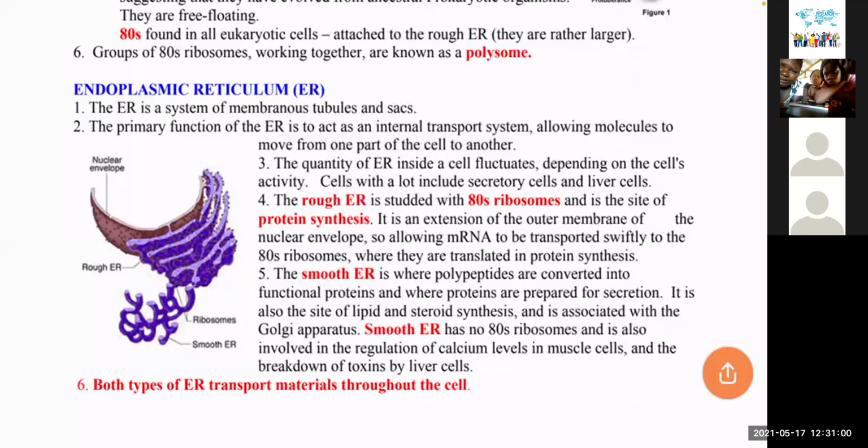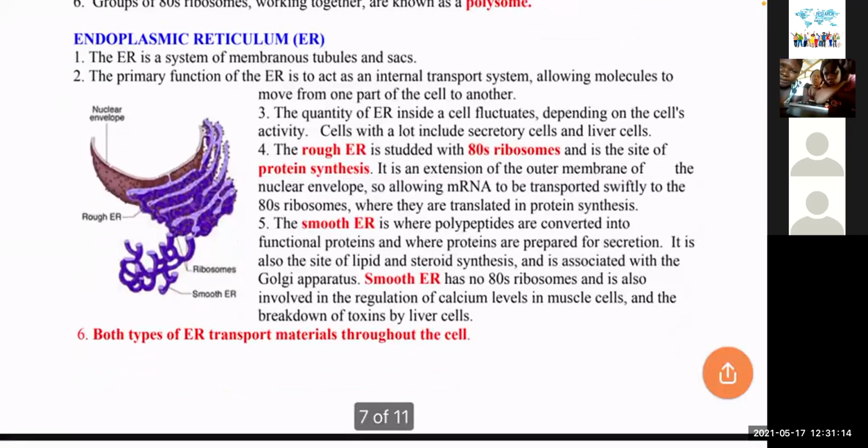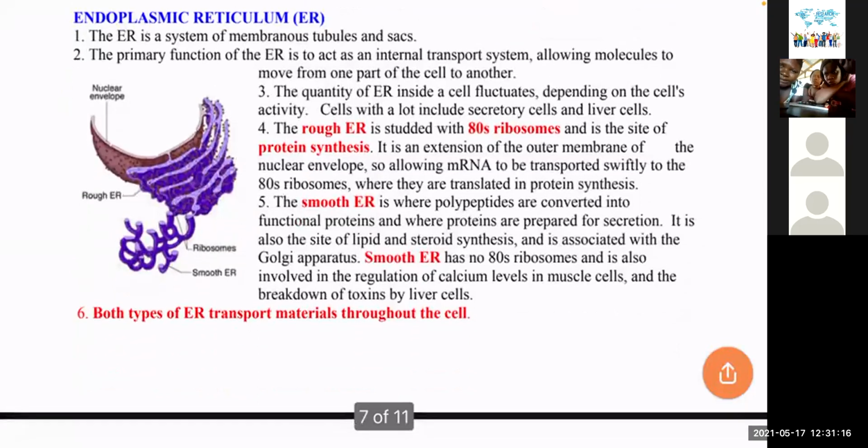Yeah, I'm clear. And there are another few differences that we had mentioned between the two, rough endoplasmic reticulum and smooth endoplasmic reticulum. Initially, I didn't want to be showing this page as I was asking questions.